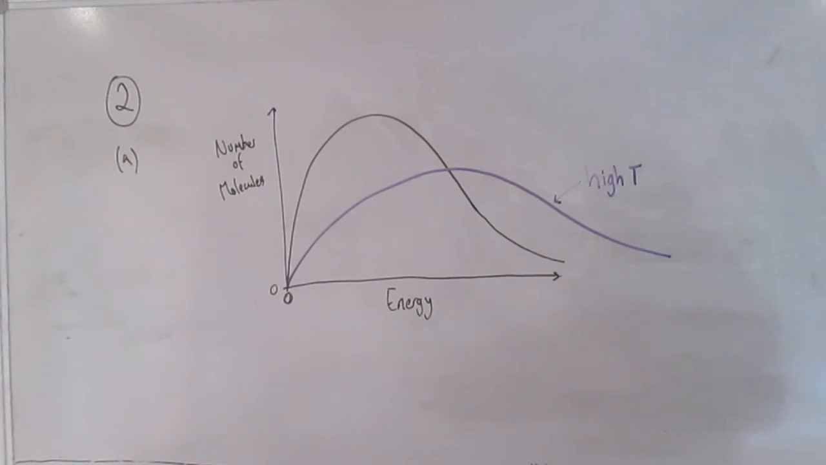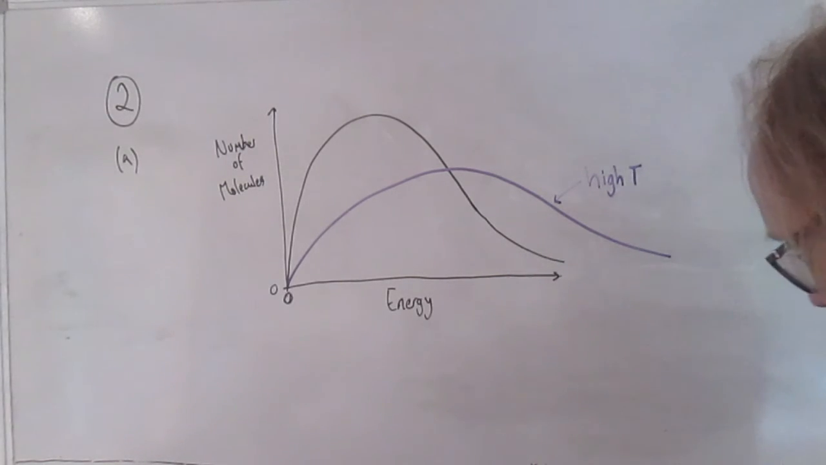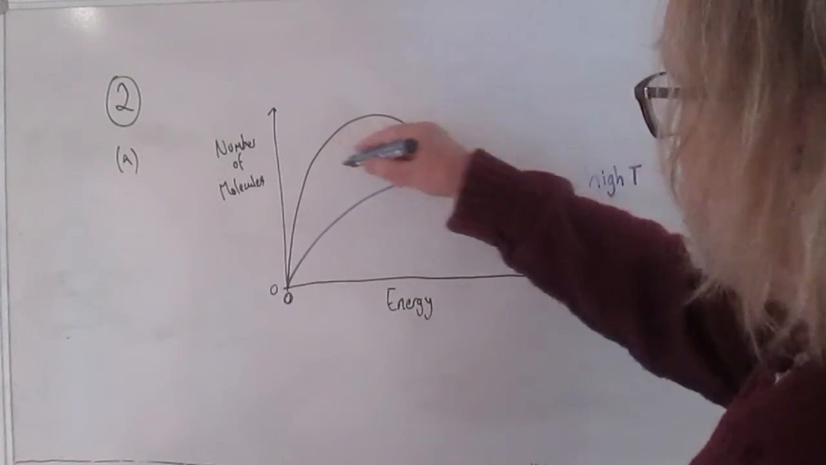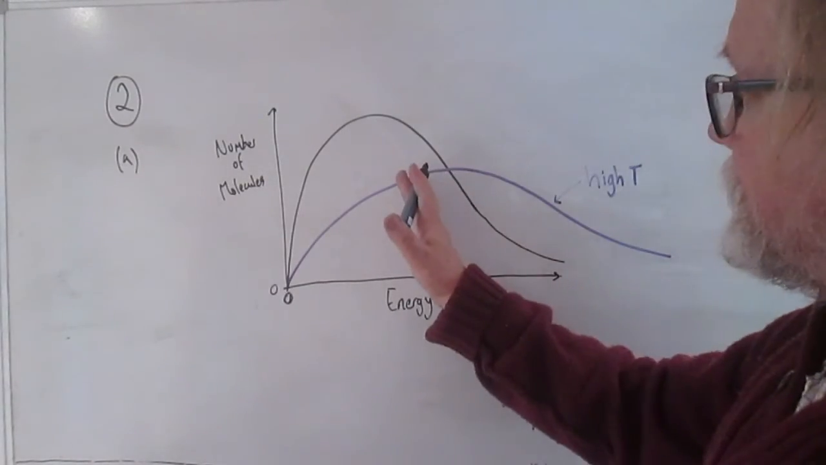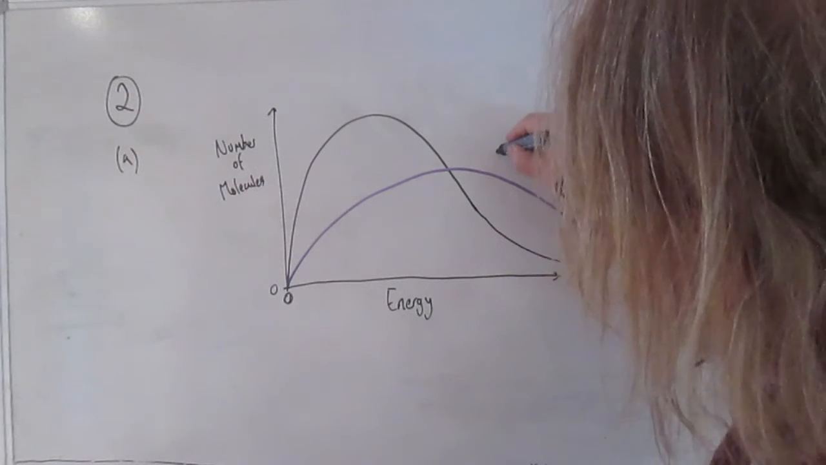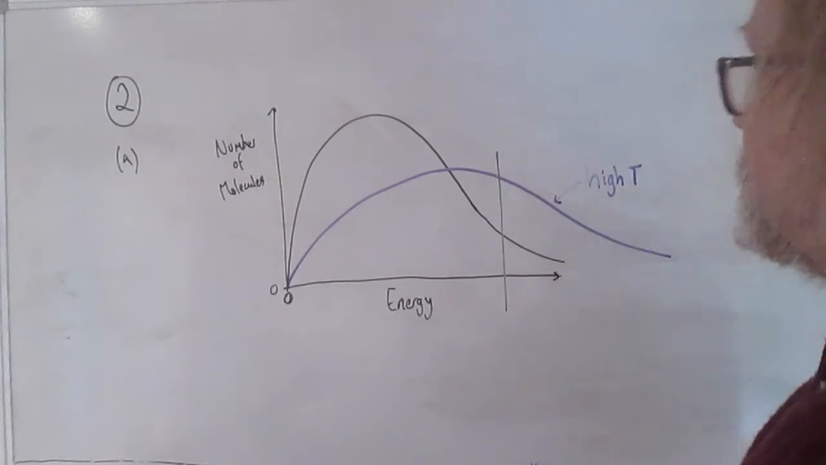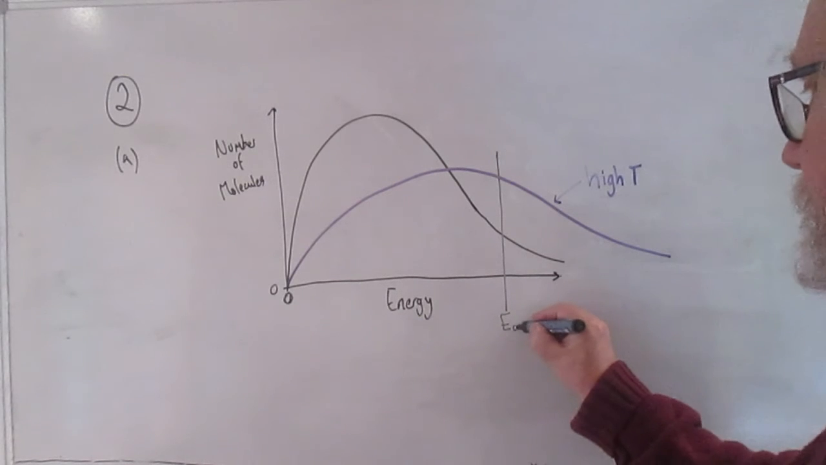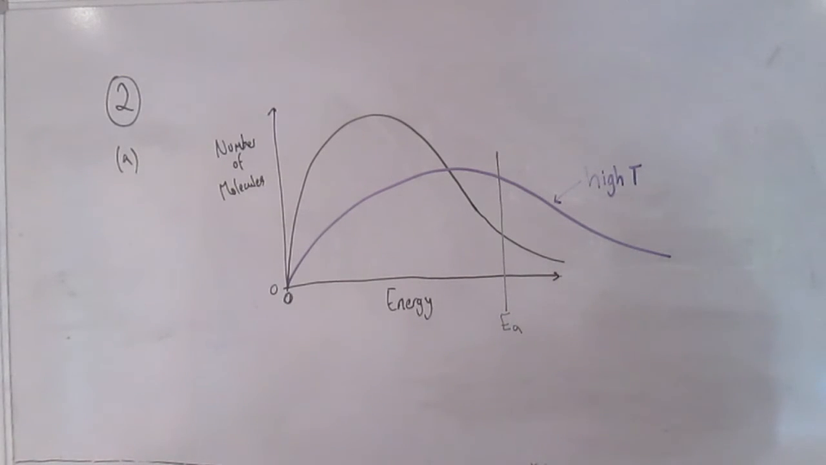And then it asks you to mark on the activation energy. So the activation energy is just a fixed value of the energy. Okay, so the activation energy, you just draw a line, and you can draw it in principle anywhere, but for most of the reactions that we're concerned with, it's towards this end of the curve. So usually you draw it here somewhere, and you say, right, this is the activation energy.